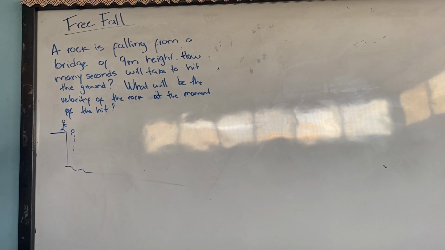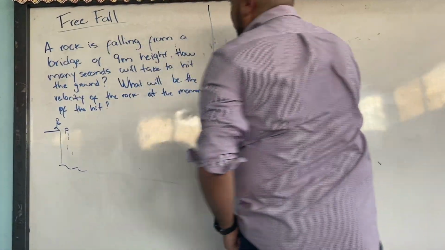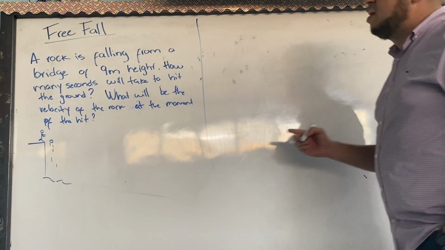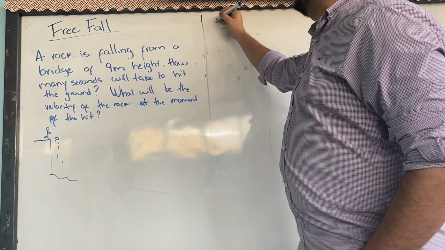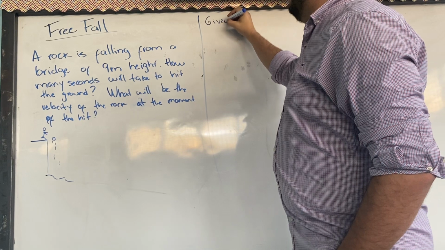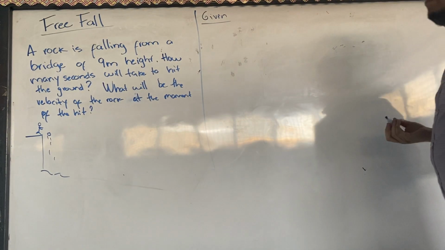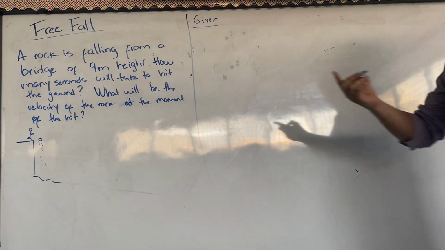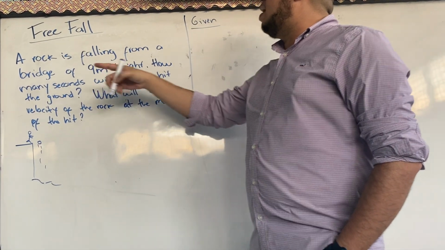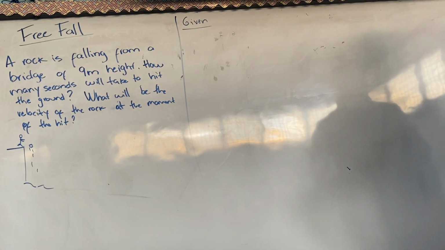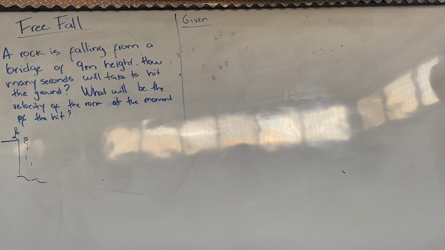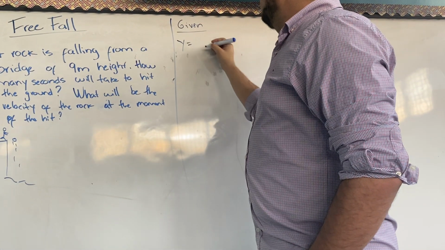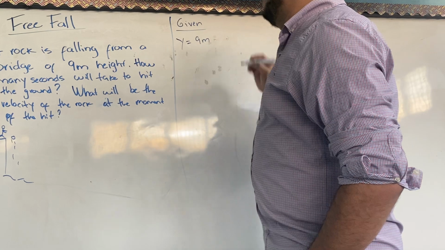So first we have to look for the information that we have. After we make the drawing, you have to make the drawing according to the situation. We have this one, and then we have to look for the information that is given, right? So what information do we have? When we're talking about 9 meters high, we're talking about the distance, right? The distance in free fall is given by what letter? Y, right? Y is equal to 9 meters.